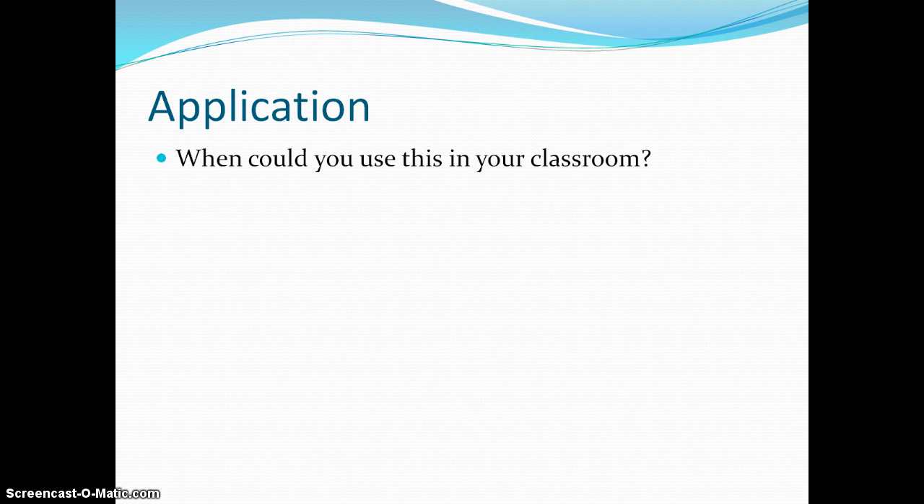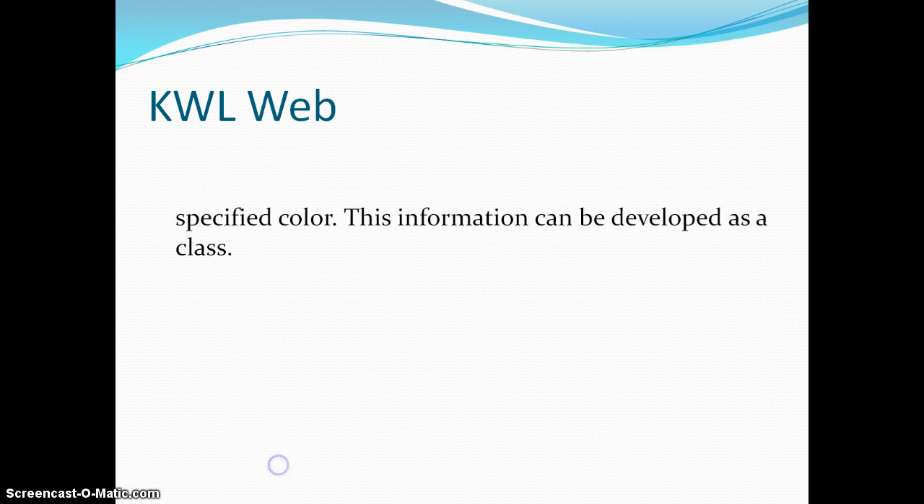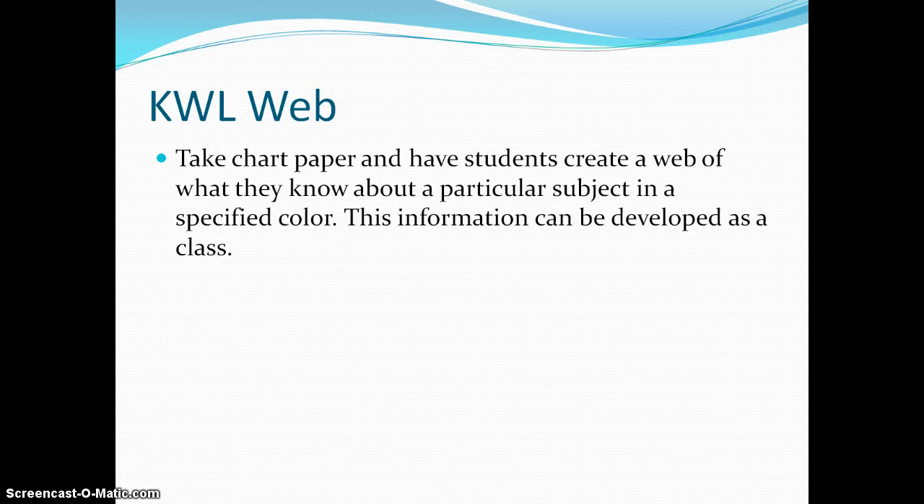When could you use this in your class? Think about the next lesson you have planned and decide where a placemat strategy might work. The KWL web is a new take on the KWL chart. You take chart paper and have students create a web of what they already know about a particular subject. The subject goes in the middle, they write what they know in the web around it. You can do it individually or you can do it as a class.